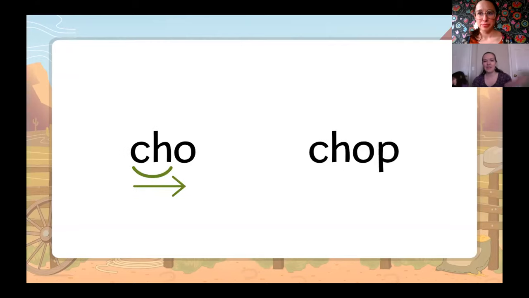All right, let's look at another one. So we have the CHO slide, and then we're going to add that P to that to make a word, and we're going to arc that CH digraph and put an X under the vowel O because now it is a word. Let's read the slide together, friends. The slide says, chop. And the word is chop. I'm going to chop my vegetables for dinner. I'm going to chop a tree down. Oh, you could chop a tree down for sure.